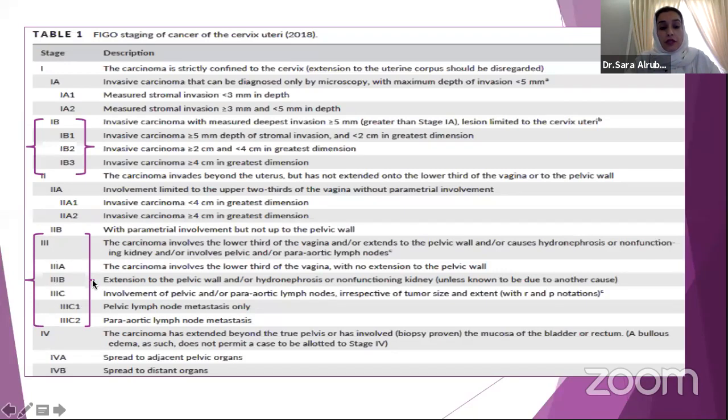And the second modification they made in the FIGO staging is adding the lymph node involvement in stage 3C. They put stage 3C1 and 3C2 for pelvic and para-aortic lymph nodes to plan the extent of radiation therapy.